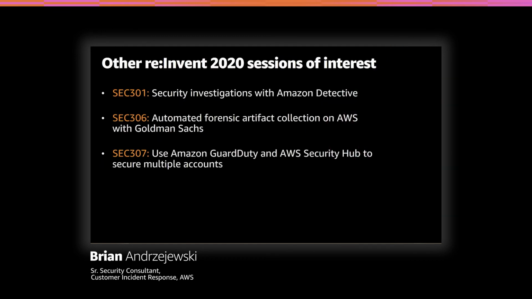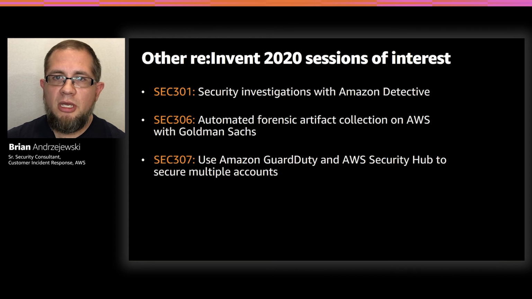Well, I hope that you enjoyed my presentation. There are additional presentations that help augment this. There's SEC 301, which is Security Investigations with Amazon Detective. Remember, that's one of the AWS security services that, when enabled, will ingest CloudTrail and look for behavioral anomalies. We also have SEC 306, which takes CloudTrail and adds it as part of automated forensic artifact collection. So it's using the events out of CloudTrail to determine certain things should occur, and then how to isolate those and then extract forensic evidence from those EC2s.